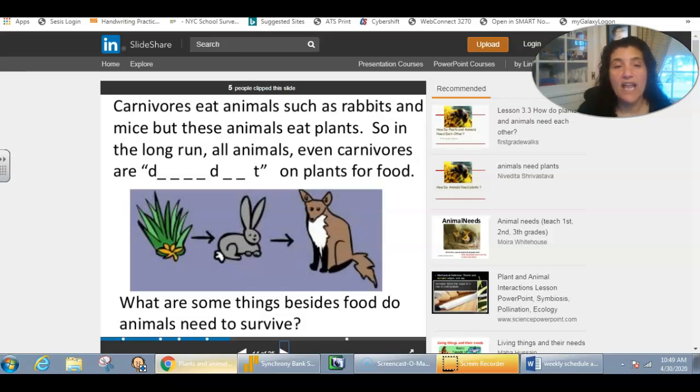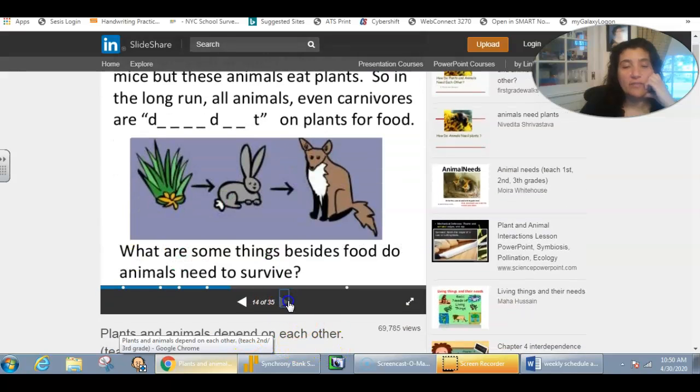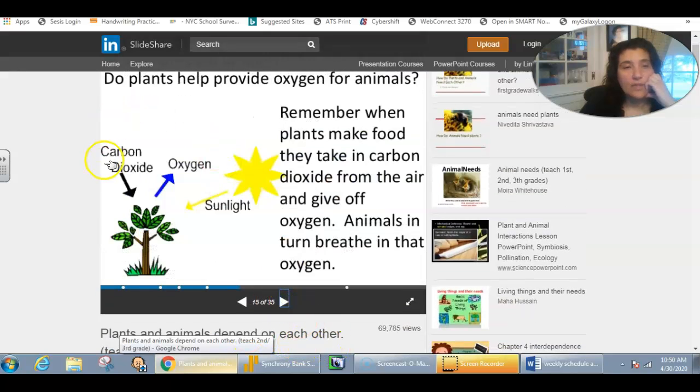So a carnivore is an animal that doesn't eat plants always, but it also eats flesh and it eats other animals. So like the lion that we just saw eats animals such as rabbits and mice. But these animals eat plants. So in the long run, all animals, even carnivores, are dependent on plants for food. What are some things besides food that animals need to survive? All these things. Carbon dioxide, oxygen, sunlight.